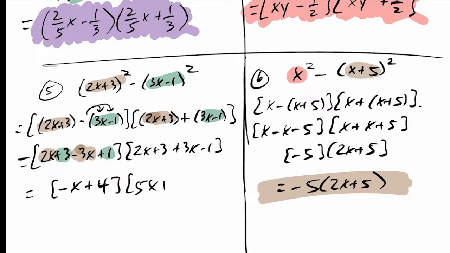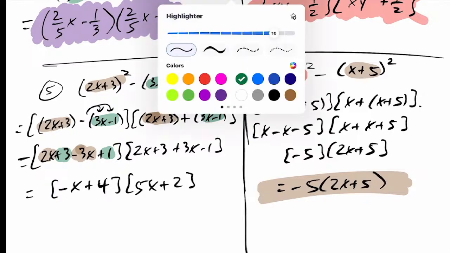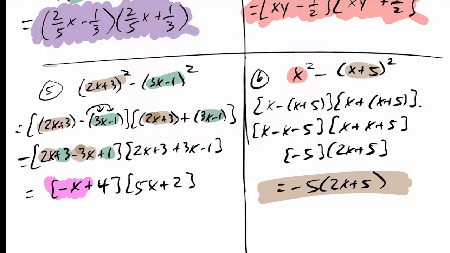And then 5x plus 2 for the second term. And like we talked about, you don't really want to leave it like this. When the leading coefficient, the value in front of your x variable, is negative, you should try to factor that out. So we should take this out of the first term, and that becomes x minus 4, and that's left alone.